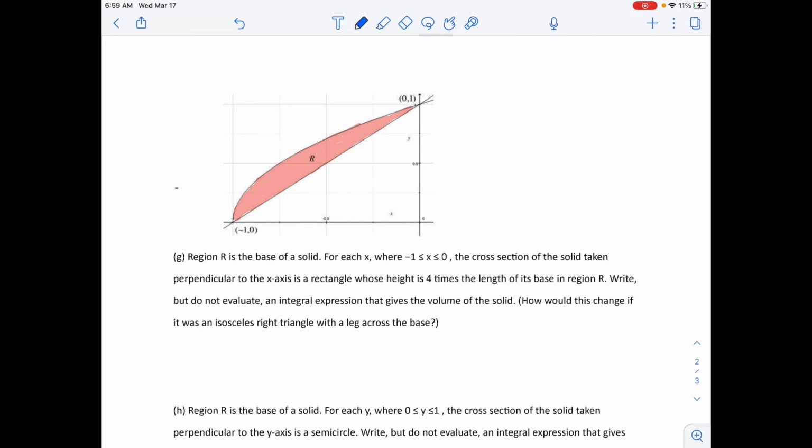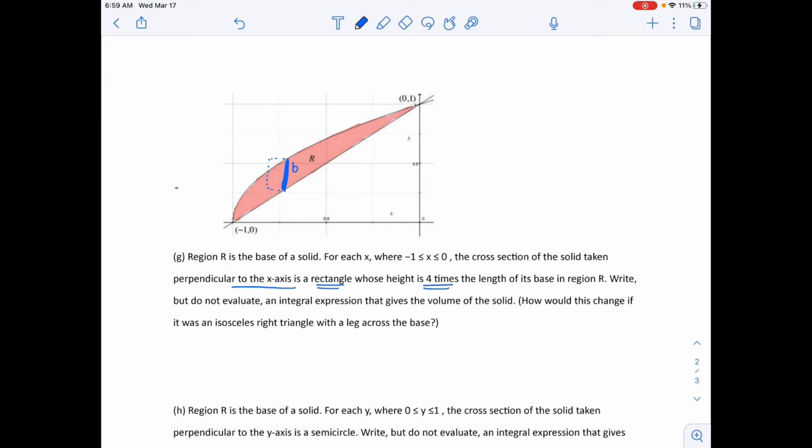So on part G, we are going to put cross sections up perpendicular to the x-axis, and it's going to be a rectangle whose height is 4 times the length of the base. So when we do this, we need to automatically draw a base perpendicular to the x-axis. So draw a line in the region perpendicular to the x-axis, and that is the base of our rectangle. The rectangle then is standing up from there. So that is standing straight up, coming out at you.